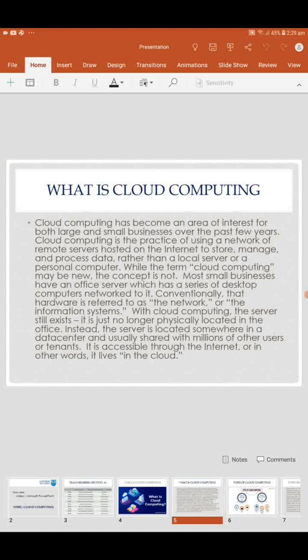With cloud computing, the server still exists. It is just no longer physically located in the office. Instead, the server is located somewhere in the data center and usually shared with millions of other users or tenants. It's accessible through the internet, or in other words, it lives in the cloud.